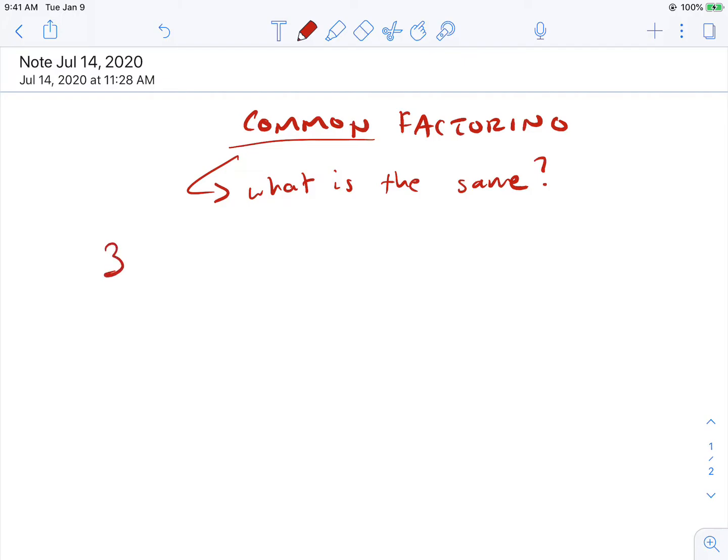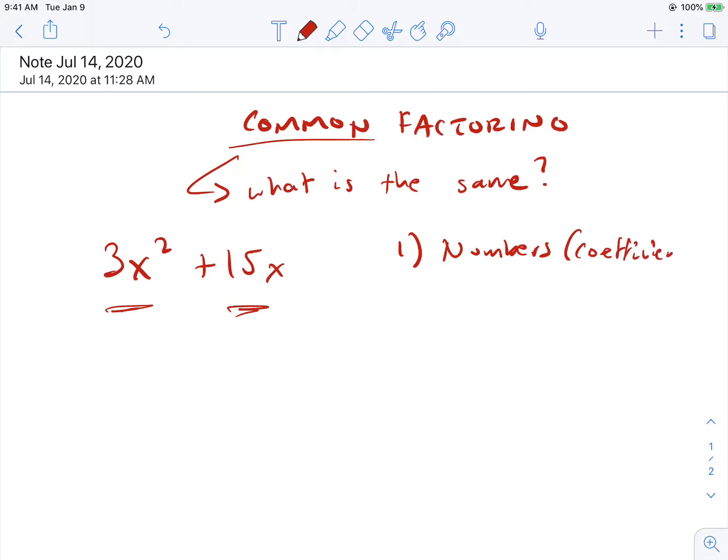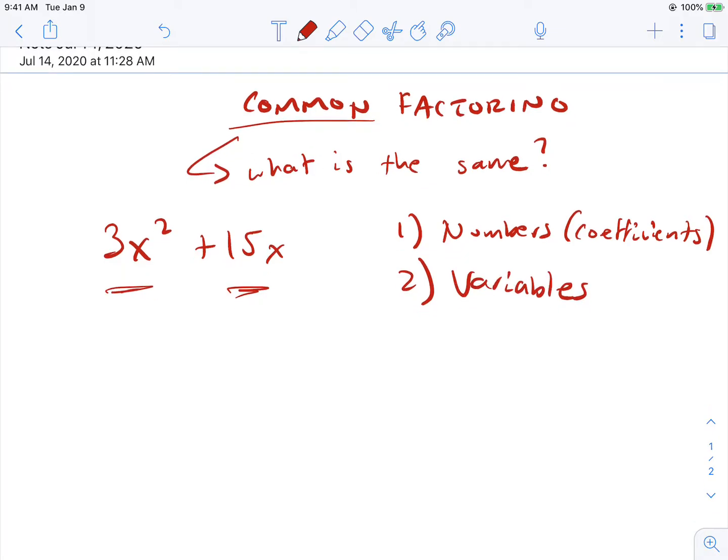So for instance, if I had 3x squared plus 15x, we would be able to figure out, okay, what is the same between this term and this term? And we break it up into two things. First, you look at the numbers or the coefficients. And then after you're done with the numbers, then you'll look at the variables. So let's just break this down and start with step one, looking at the numbers.